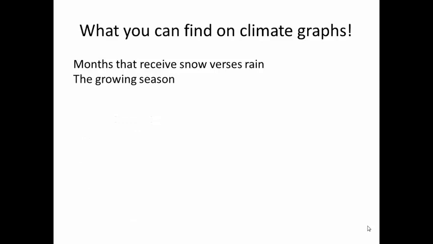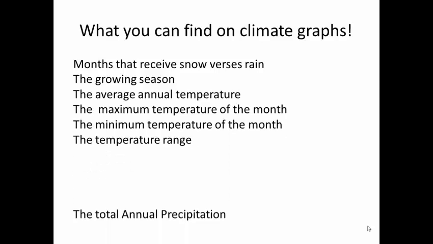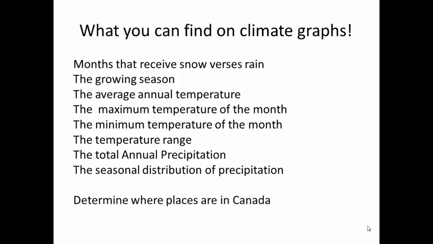The growing season. The average annual temperature. The maximum temperature of a month. The minimum temperature of a month. The temperature range. The total annual precipitation. The seasonal distribution of precipitation. And it helps people determine where places are in Canada.